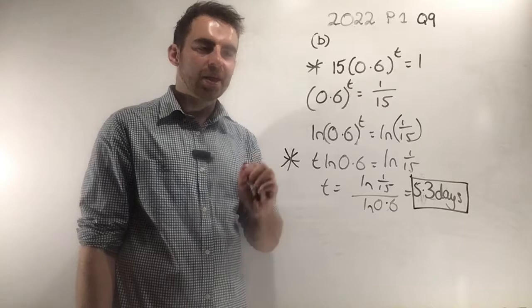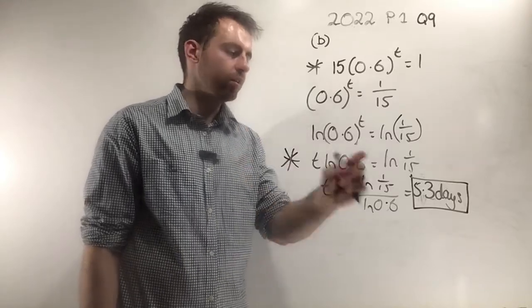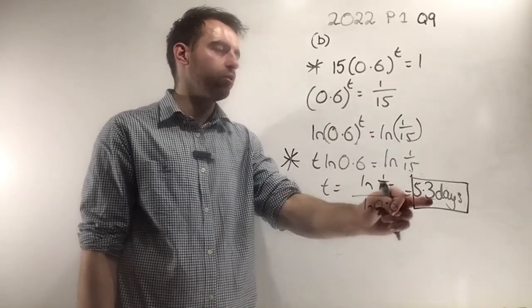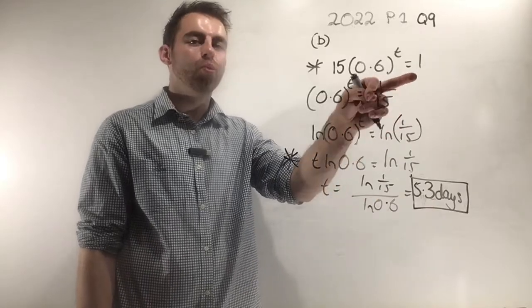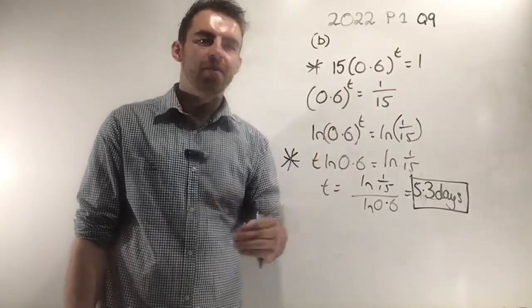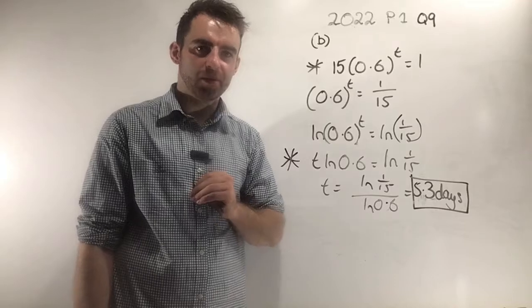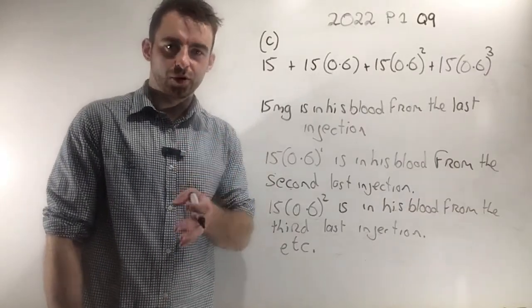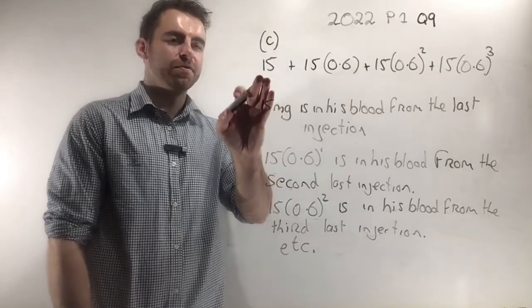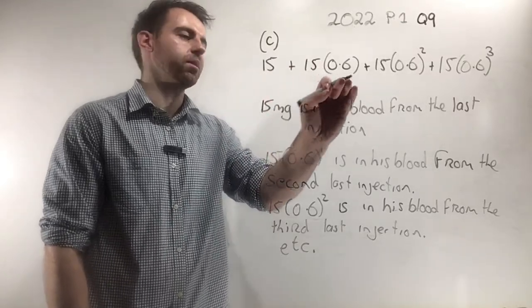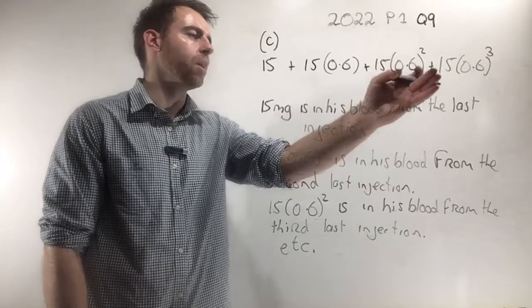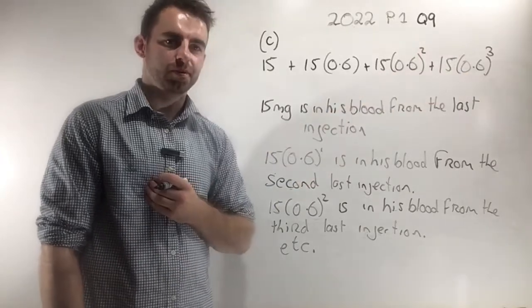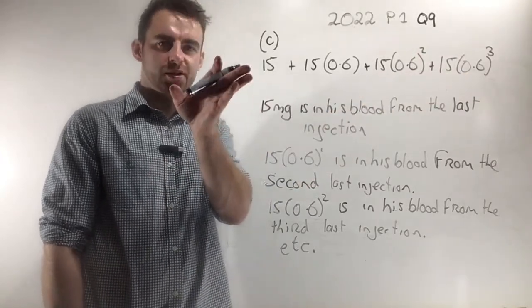So that means that after only one dose, it takes 5.3 days before there's only 1 milligram left in his blood. And that's relevant for what we're doing in the next part of the question. Okay, we're told that after 4 days, the amount of the drug in Alex's blood is 15 plus 15 by 0.6 plus 15 by 0.6 squared plus 15 by 0.6 cubed. And we're asked to explain where this is coming from.